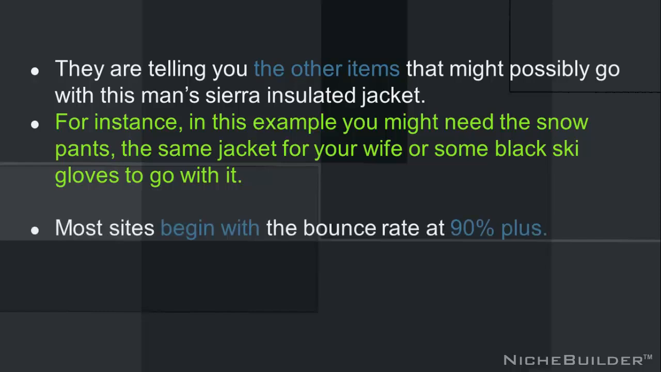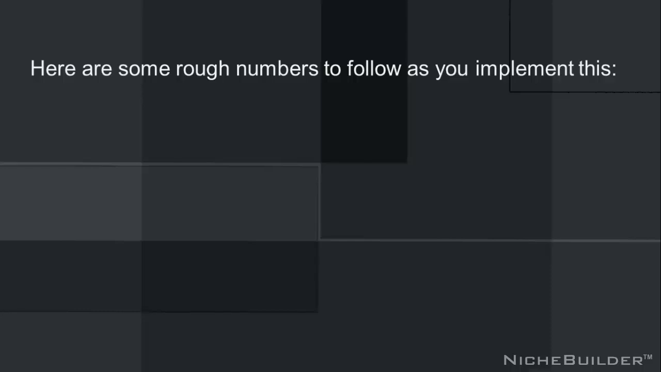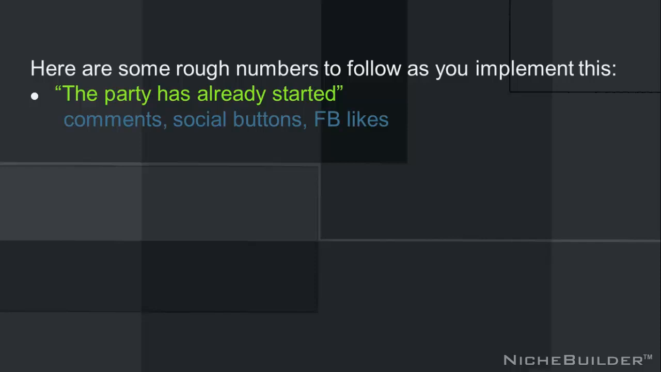Most sites begin with the bounce rate at 90% plus. When you implement some of the different strategies that were talked about, your goal is going to be to get that number down below 55%. Here's some rough numbers to follow as you implement this. The party has already started, meaning comments, social buttons, Facebook likes, etc. That's probably going to drop that by 2 to 15%.